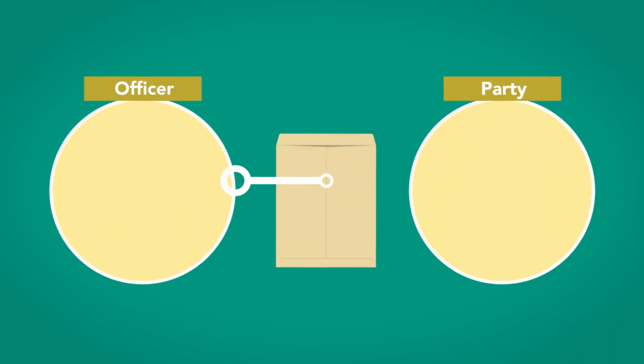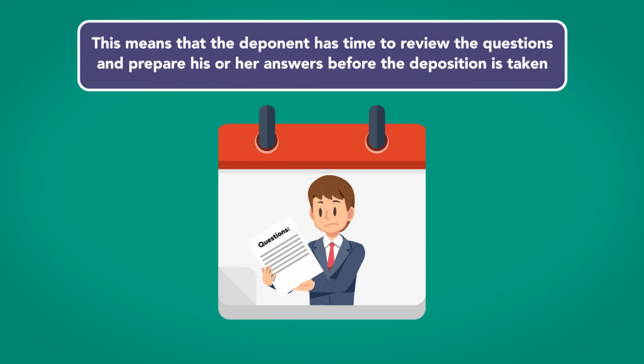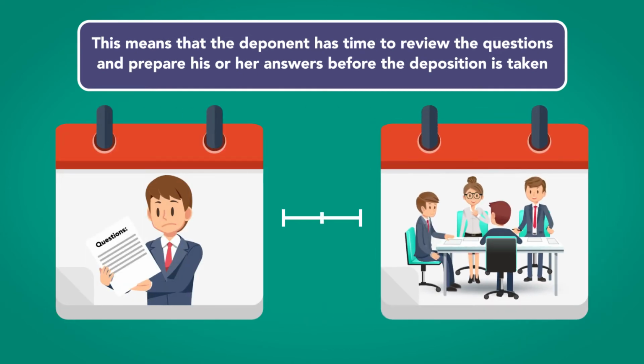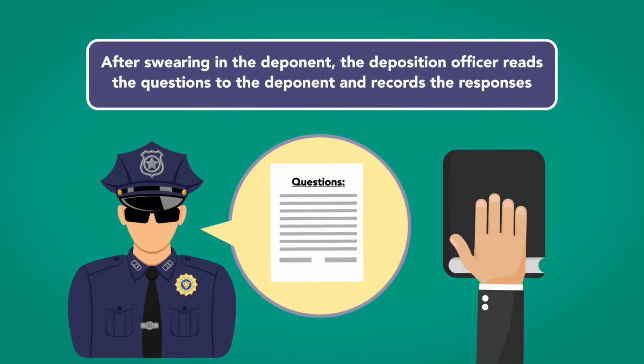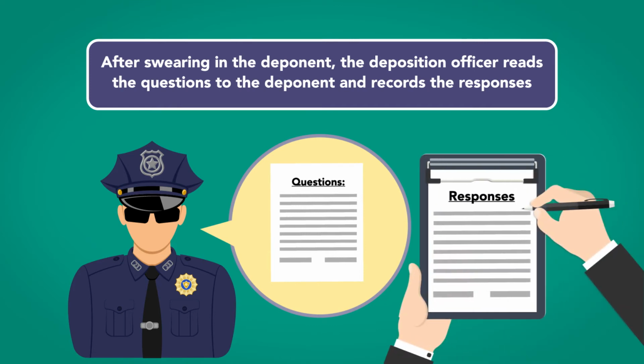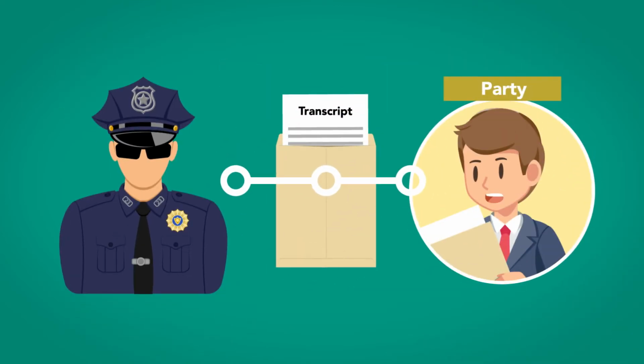The party who noticed the deposition must deliver a copy of the questions to the deposition officer, who then proceeds with the deposition. This means that the deponent has time to review the questions and prepare his or her answers before the deposition is taken. After swearing in the deponent, the deposition officer reads the questions to the deponent and records the responses. Then she prepares the deposition transcript and provides it to the party who noticed the deposition, as in the case of oral depositions.